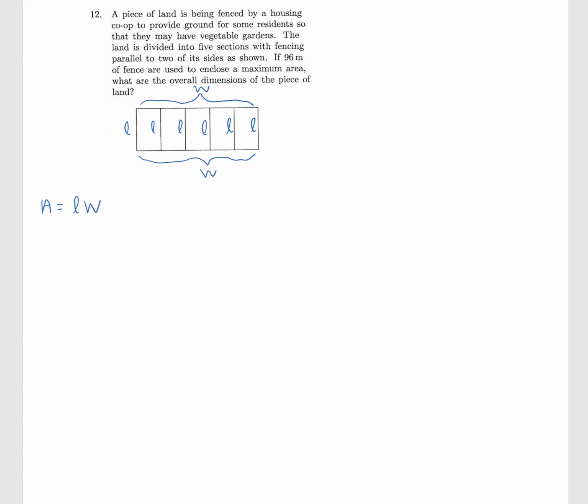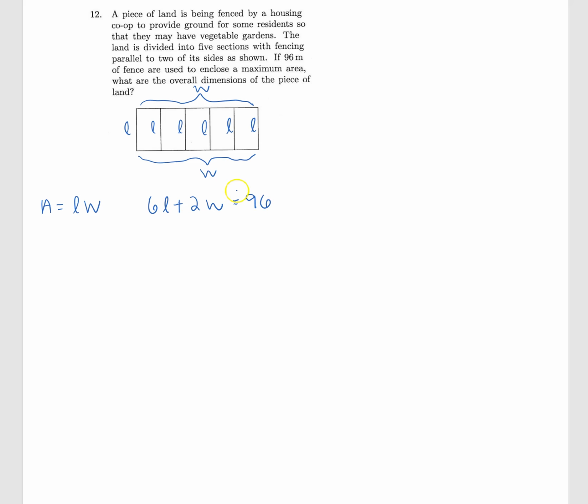And the other piece of information we've been given in our question is how much fence has been used. So that's the perimeter, sorry, not the perimeter, but exactly how much fence has been used to divide up all these sections. So that is equal to 6 times L for all these pieces in the middle, plus 2 times W for these pieces on the sides, and that added together is going to come to 96 meters of fence.